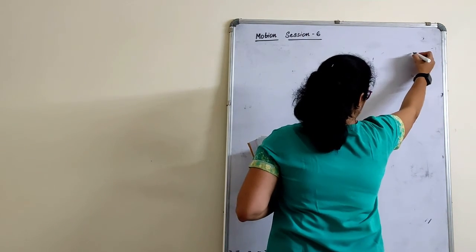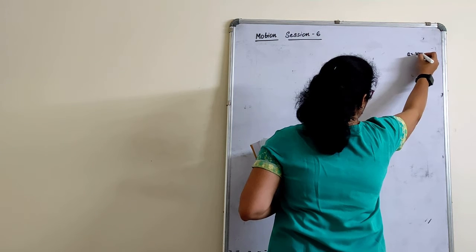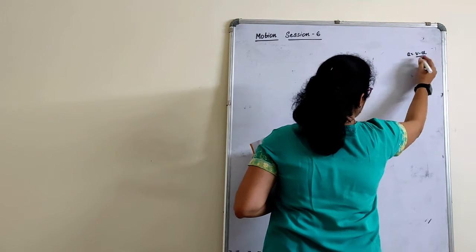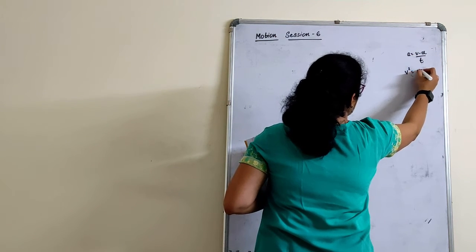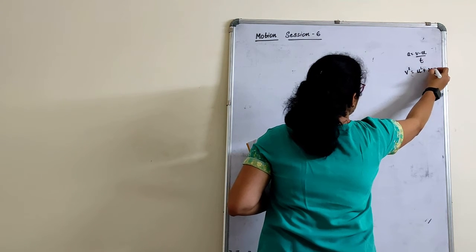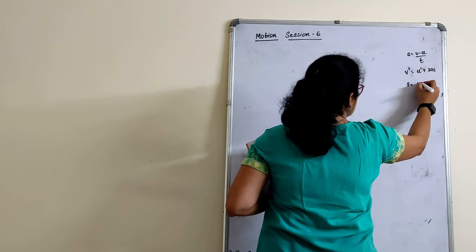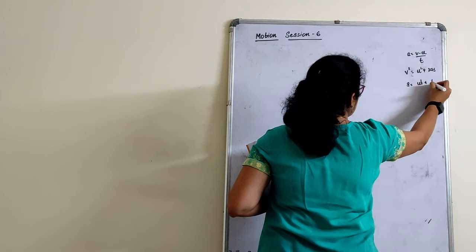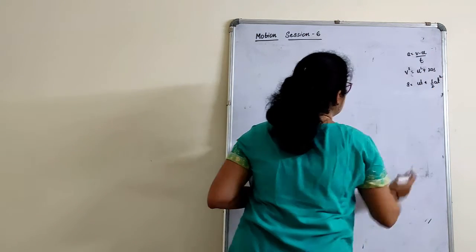I'll always keep off 3 formulas here. A is equal to V minus U by T. V square is equal to U square plus 2AS. S is equal to UT plus half AT square.